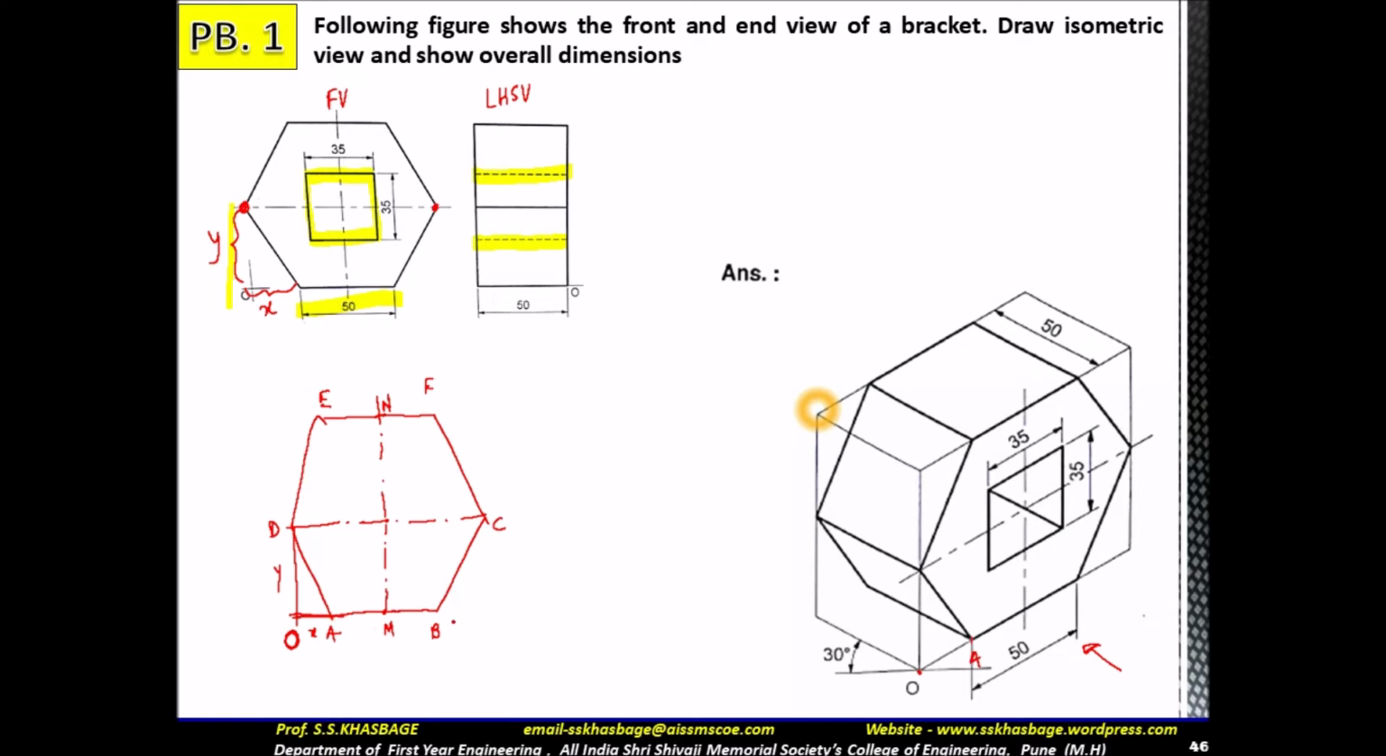Then we will draw A to B like this, which is having a length of 50 mm. This is A to B. Now after drawing this A to B, what will we draw? We will draw the D point first, on this vertical straight line. We know the y distance. Measure the distance between O and D. So we will plot the D point at a height of y, which is measured from this helping figure.